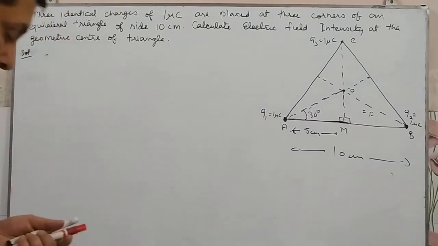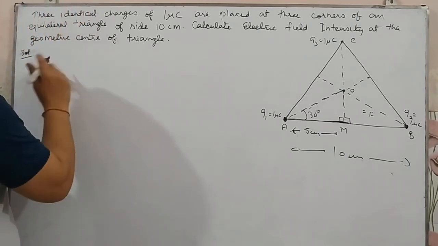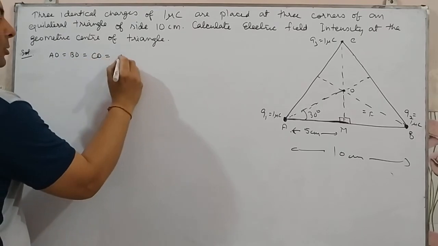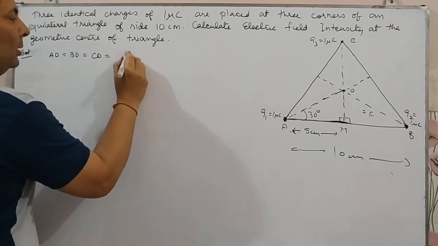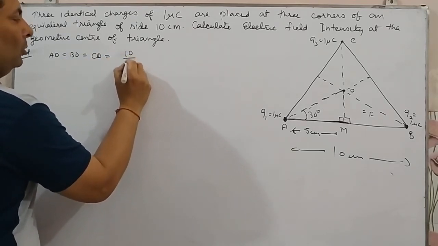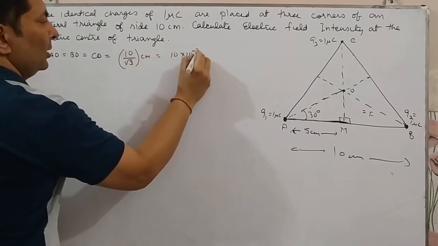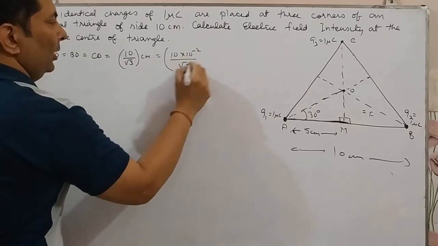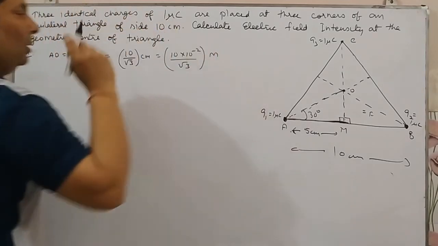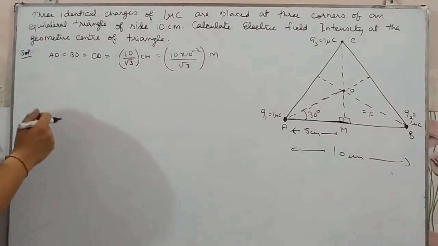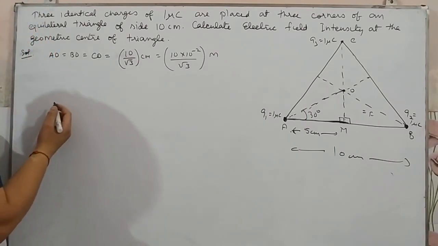Next thing. So we get the result that AO equals BO equals CO equals 10 upon root 3 centimeter, which is 10 into 10 raised to minus 2 divided by root 3 meter. Okay, this we have done. Next step. Now we need to calculate the electric field intensities.